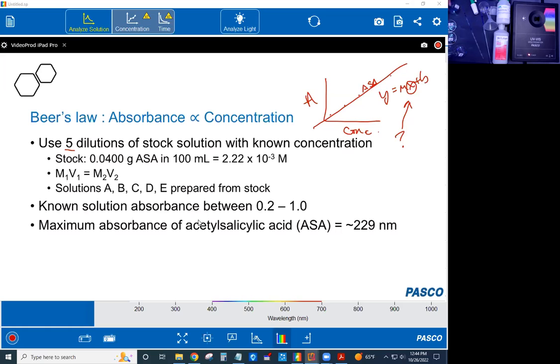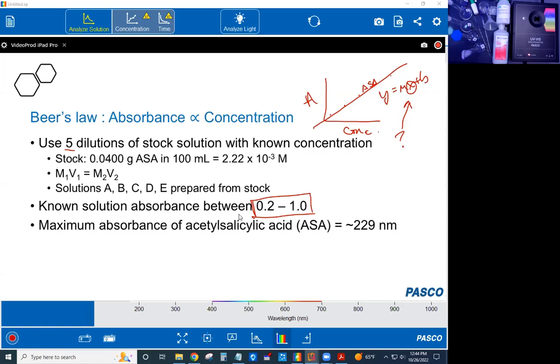So that is how you prepare all of the 5 solutions that we say these are the known concentrations in order to do the Beer's law plot for our calibration curve. Okay, when you follow those directions on preparation, you will see that the absorbances of the known values should fall in this range between 0.2 and 1.